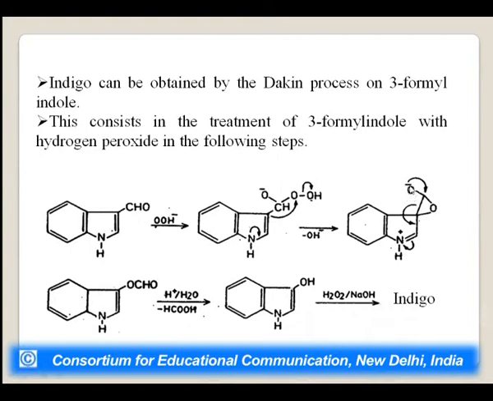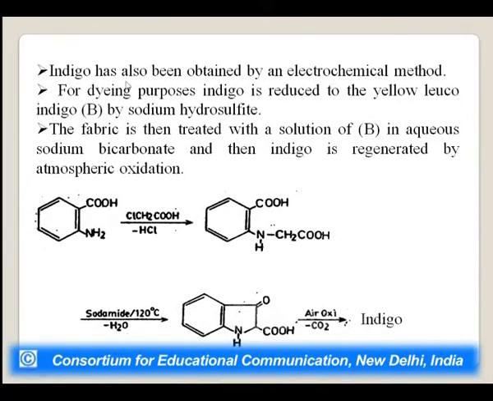You can see what kind of it can be attracted by this carbon because of breaking of this bond. So, an electrophilic center is produced over here and this kind of product will form, followed by hydrolysis, which will give you indigo. Indigo has also been obtained by an electrochemical method. For dyeing purposes, indigo is reduced to the yellow leuco-indigo. We have discussed the structure of B by sodium hydrosulfide.